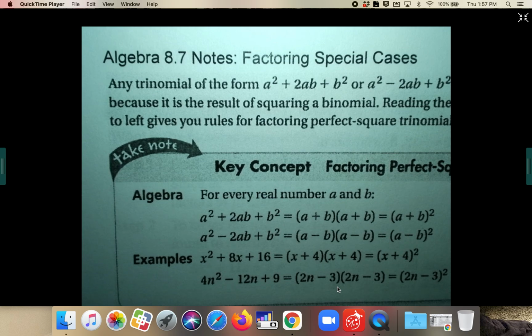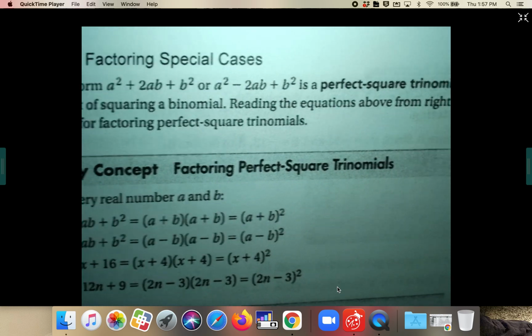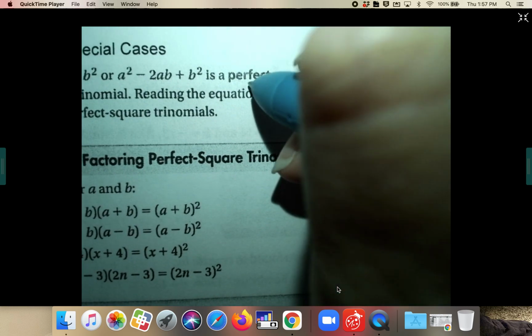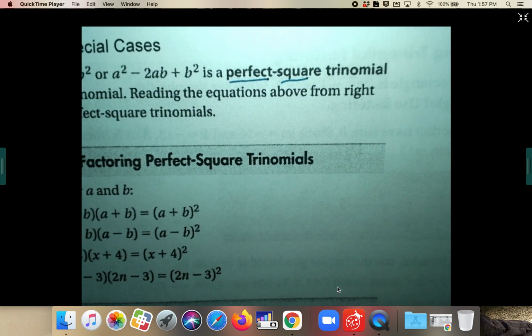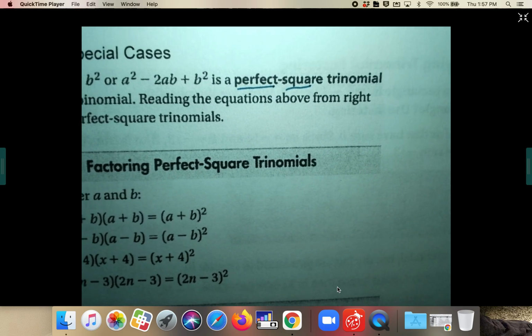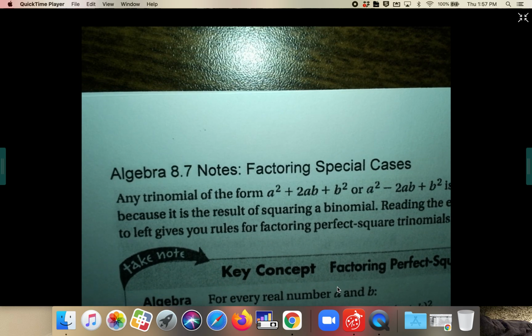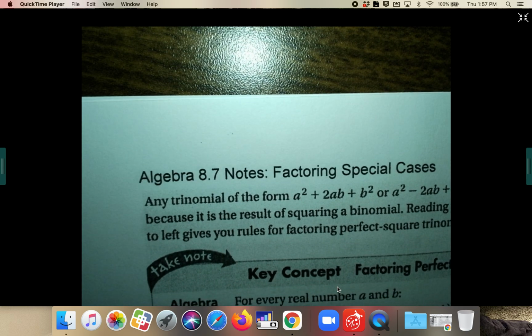Okay, for Algebra 8.7 notes, we are factoring special cases. And in this particular lesson, our special cases are perfect squares. So you might be asking, what is a perfect square? Our perfect squares are the product when you multiply a number times itself.